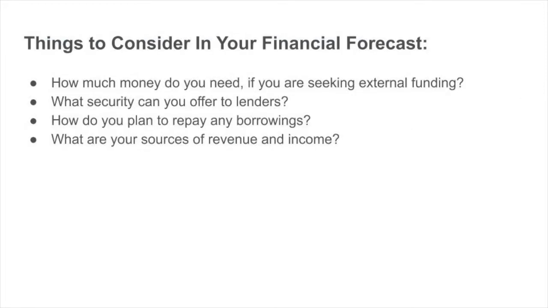So things to consider in order to do this financial forecast, be it one of the 3 levels, is how much money do you need if you're seeking external funding? So you're going to have to figure out how much money you're going to have to borrow. You're going to consider what security you can offer up to your lenders. If you're going to need that money, what can you put up? Your house, something you own, stocks, bonds, whatever. How do you plan to repay the borrowings? You have to generate enough money in your projections to be able to pay off the loan. Okay. Again, these are projections. They're best educated guesses based on your analysis.